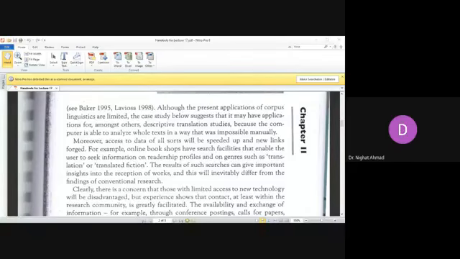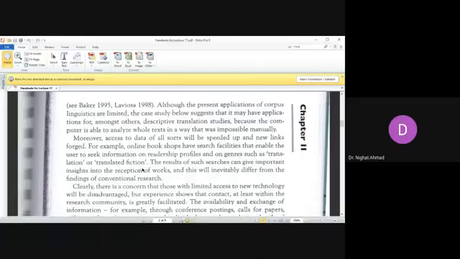We begin from where we left off. We're talking about this electronic data. So more access to data of all sorts will be speeded up, and news links, posts, and for example online bookshops have also got search facilities that enable the user to seek information on readership profiles and on genres such as translation or translated fiction, and the results of such searches can give important insight into the reception of works.